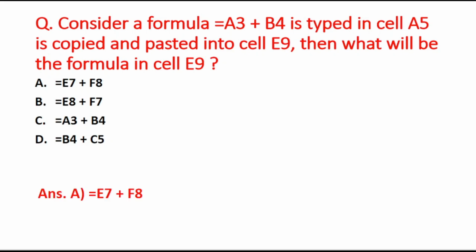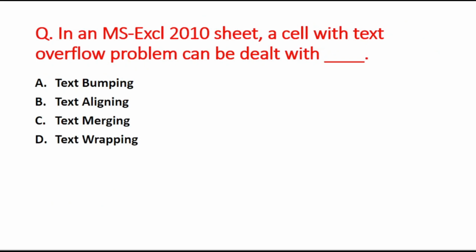Okay, the next question is, in an MS Excel 2010 sheet, a cell with text overflow problem can be dealt with blank. A option is text bumping, B option is text aligning, C option is text merging, and D option is text wrapping. So the right answer is the option D, that is text wrapping.